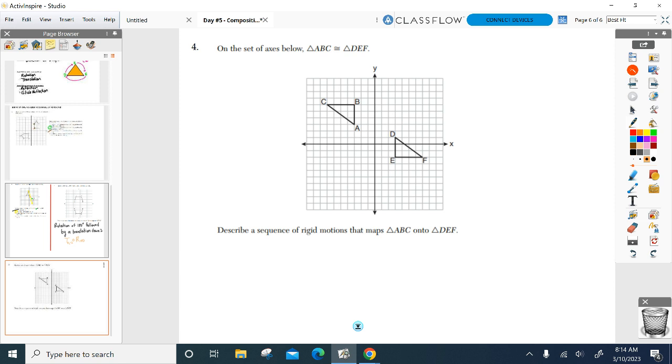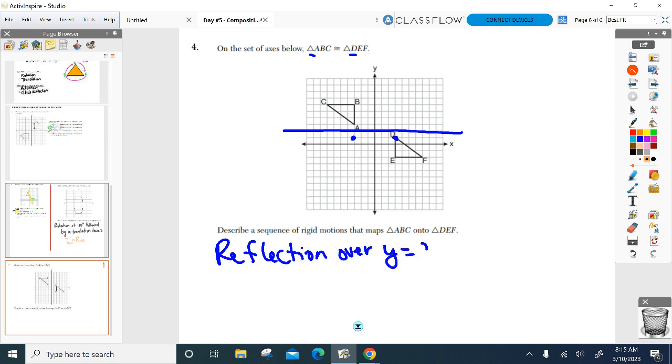What do you think? Anybody got it? I don't like calling numbers here. What do you got for me? Reflection over y equals 2, and then reflection over the y-axis. Okay, so let's test that out on A. You said y equals 2 first, right? Okay, so that's that horizontal line. So A would go right here, and then where? Reflection over the y-axis. 1, 2, 3, 1, 2, 3. That would match up with D, and A's got to match up with D. All right, so we got a reflection over y equals 2, followed by a reflection over the y-axis.